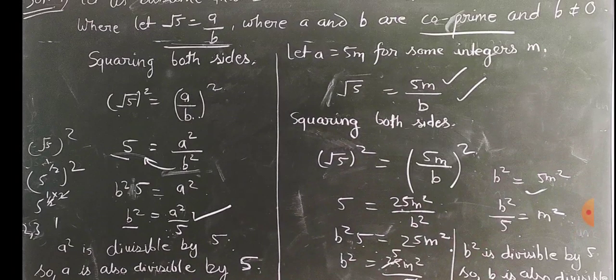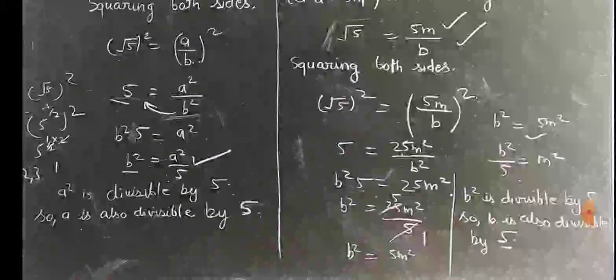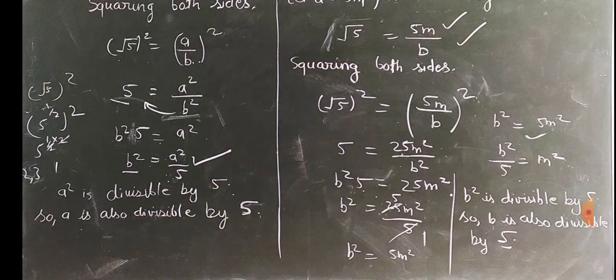Let a equal to 5m for some integer m. Under root 5 equal to 5m by b. Squaring both sides, under root 5 square equal to 5m square upon b square. So 5b square equal to 25m square. So b square divided by 5 equal to m square. 5b square equal to 25m square. 5 and 25 cancel, b square equal to 5m square.